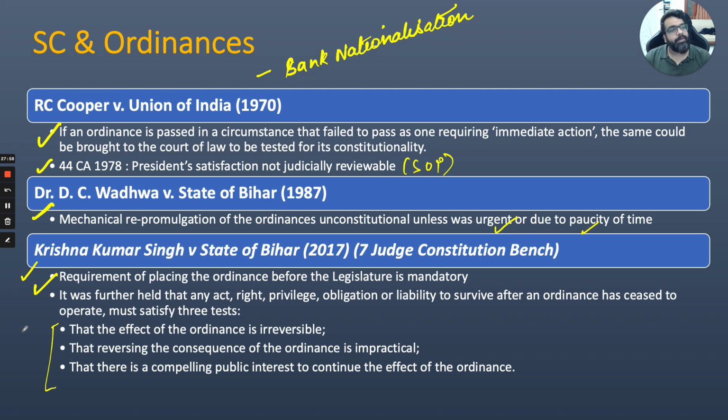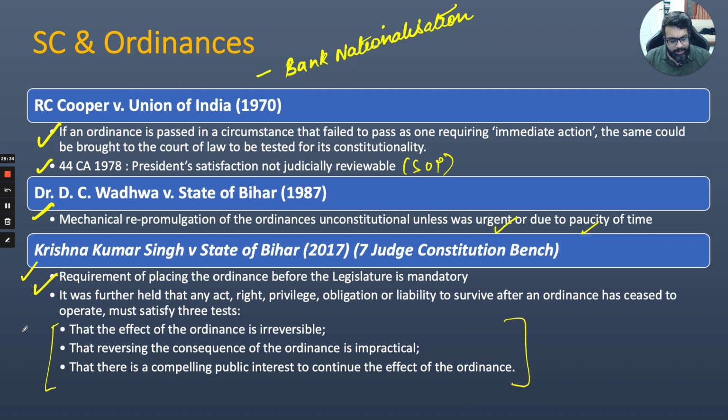First, if what the ordinance wanted to do was irreversible, then the ordinance, once issued, could continue. The effect would continue till eternity. Second, it would be very impractical, logistically inconvenient or cumbersome to reverse the effects of the ordinance, and therefore let the ordinance effect continue even if the legislature doesn't pass it. And third, there is some compelling public interest as to the reasons and the rationale behind it, because at some point of time maybe the legislature may have had a vested interest in it.